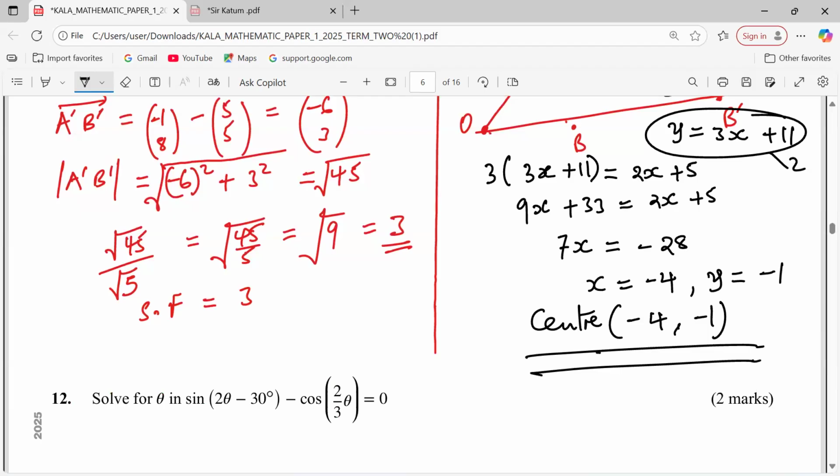-4, -1. That way. Actually, the center is likely to be plus or -3. The center can be plus or -3. So that is it.